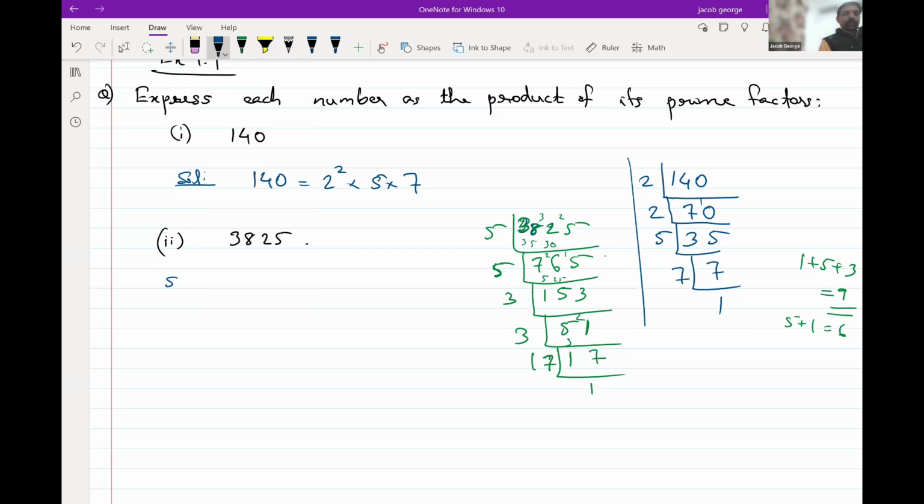3825. What is the prime factorization, children? 5 square into 3 square into 17.